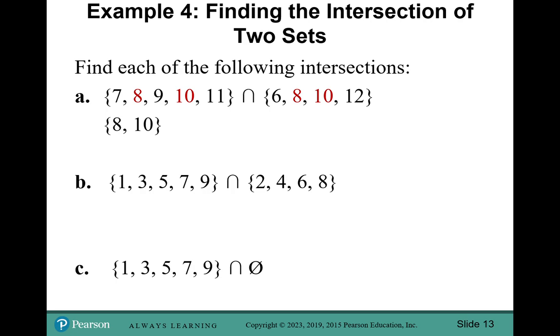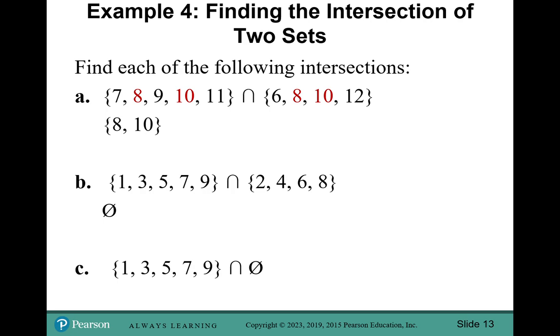Now if I look at B, B is the set 1, 3, 5, 7, 9. And we can look at the intersection of that with 2, 4, 6, and 8. What we initially notice is they share no common elements. If you have a situation where sets share no common elements, your answer is the empty set. Because remember, sneakily, in all sets is the empty set. So all sets will share something, and that will be the empty set, if nothing else is shared.